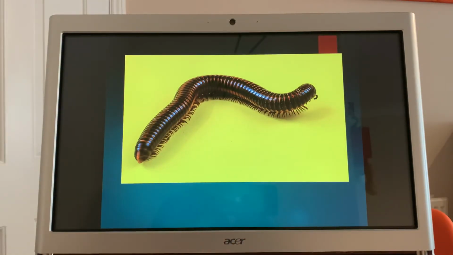I'm just going to do one last one for you to guess yourself. What do you reckon? This is a myriapod. Did you guess? Great stuff. Okay, so today we have been thinking about the classification of invertebrates.